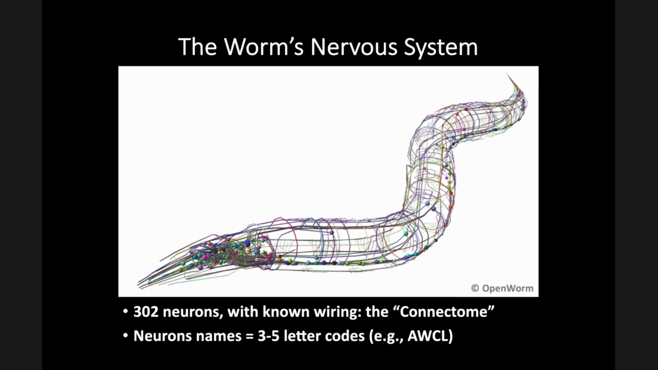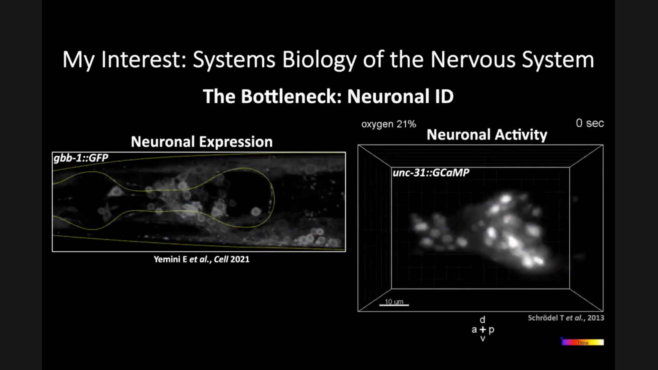And those neurons all have names that are about 3 to 5 letter codes. For example, AWCL, which stands for Amphid Wing Cell Type C on the left side of the worm, which is one particular neuron here. So that all sets up the background for my work. And so first I'll tell you about the big picture itself.